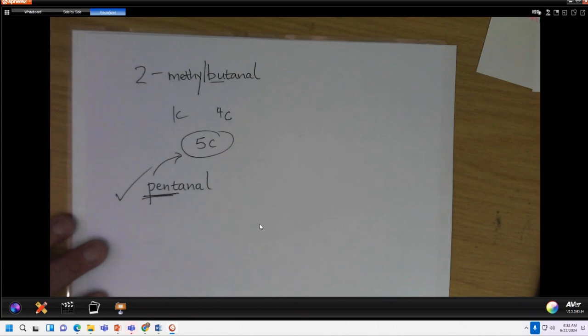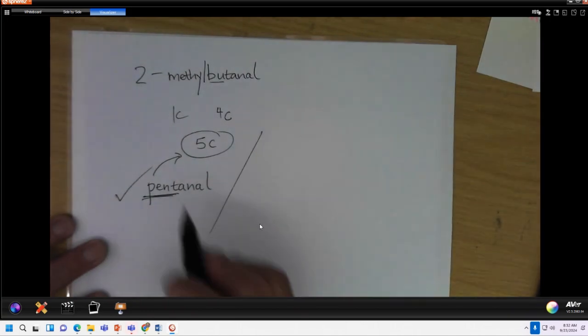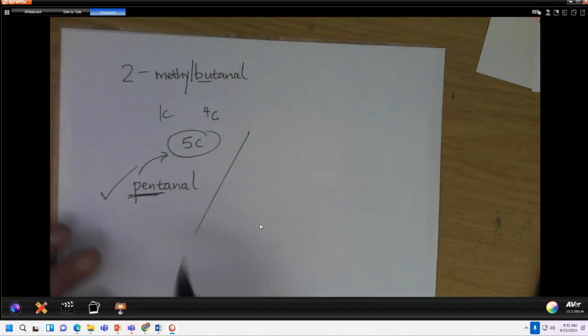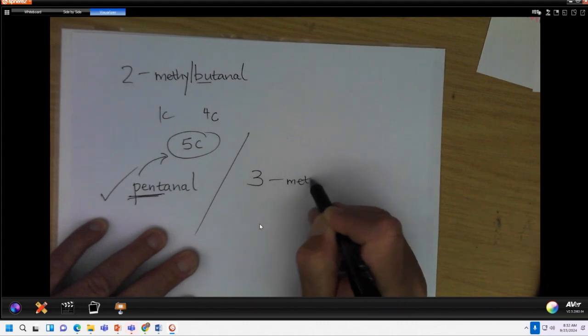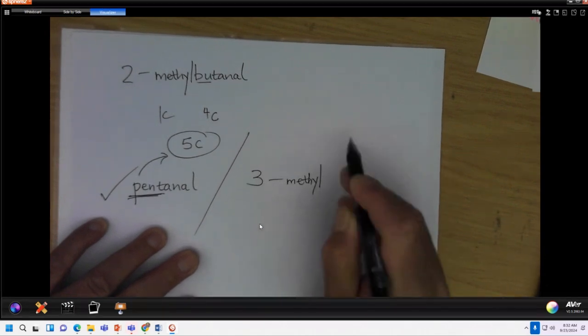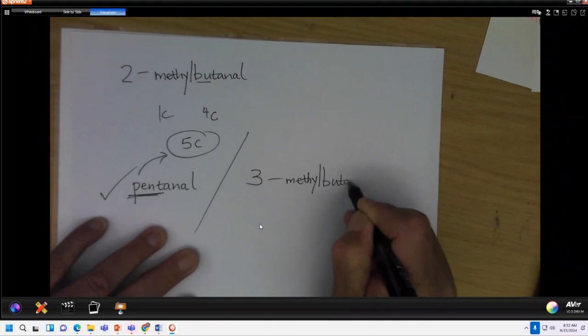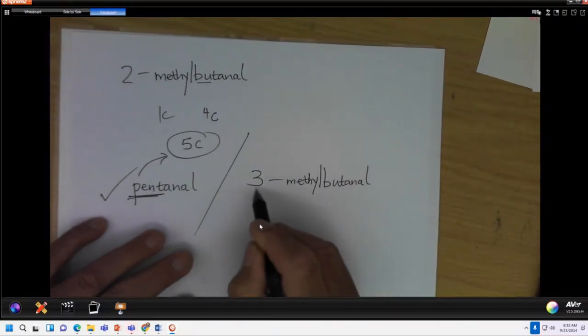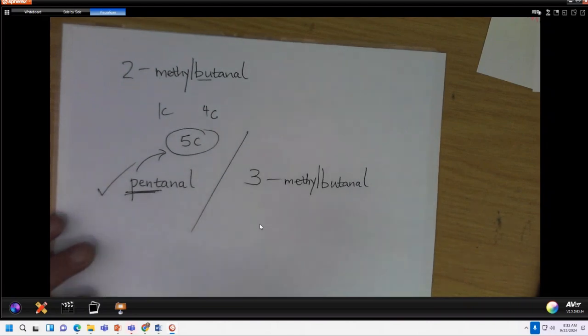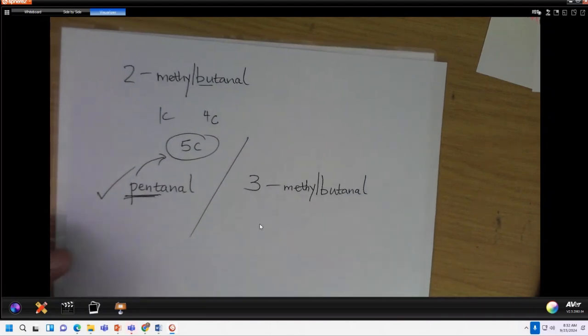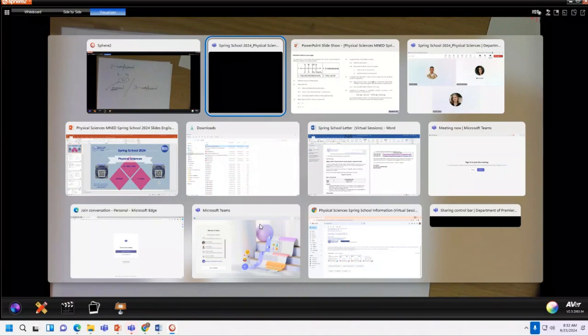All right? Alternatively, you could even move this one here. You could say, look, what about if you move it from 2 to 3? Fine, no problem. 3-methylbutanol. Right? Remember, it's just moving along the chain. So it's moving from 2 to 3, and so the story goes. All right. So either or, these are possible ones as well. Okay, right. Let's go back to our question.